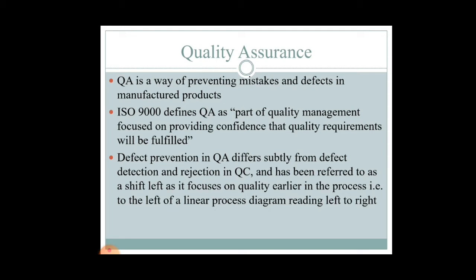Defect prevention in quality assurance differs subtly from defect detection and rejection in QC. It is a minor difference between QA and QC that QA is a proactive approach while QC is a post-active approach. QC detects and rejects the defects while QA makes effort to prevent that defect, and has been referred to as a shift left as it focuses on quality earlier in the process, that is to the left of a linear process diagram leading left to right.